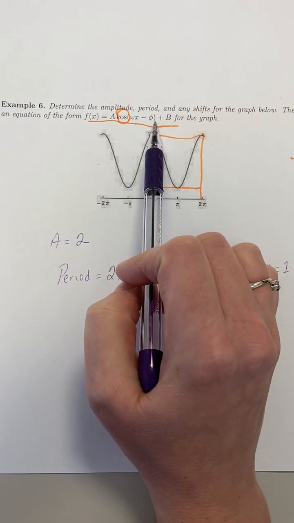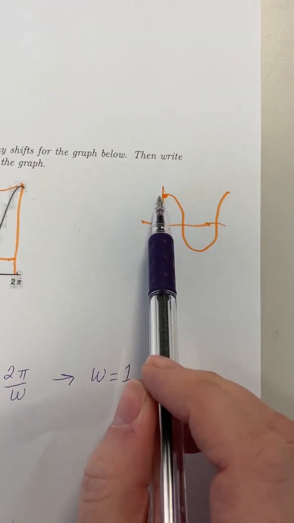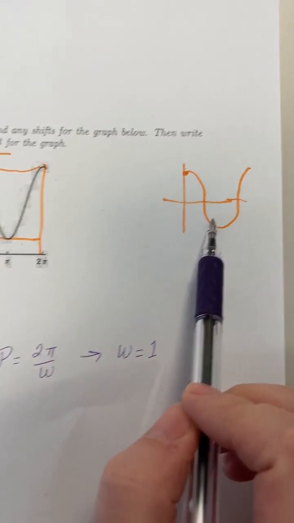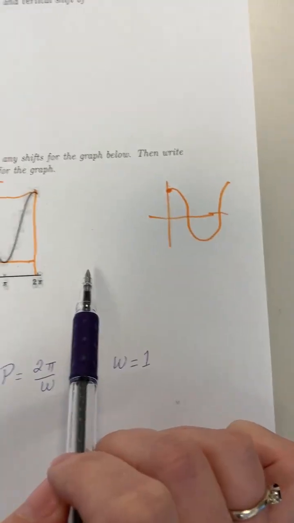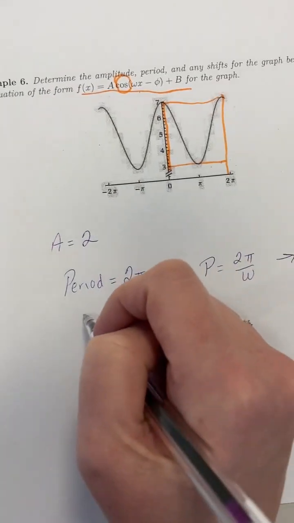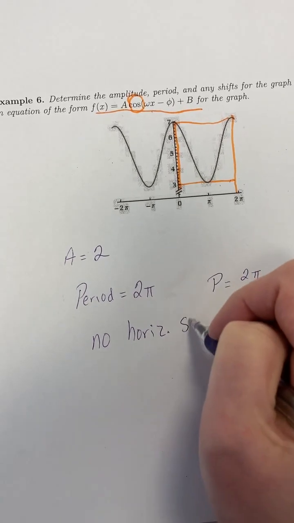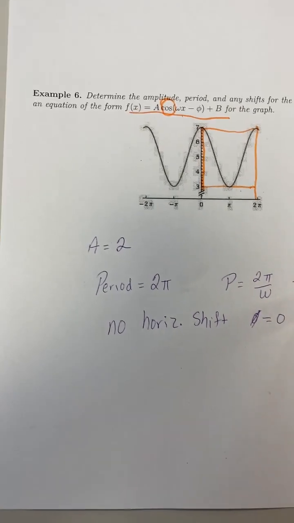So we have A, we have omega, x is our variable. Let's see if there's any horizontal shift. So if we look back at our original cosine graph, on the y-axis it starts at its maximum and it comes down. Well, that's what this graph does, right? So this graph didn't get shifted left or right. So there's no horizontal shift, which means that phi is 0.